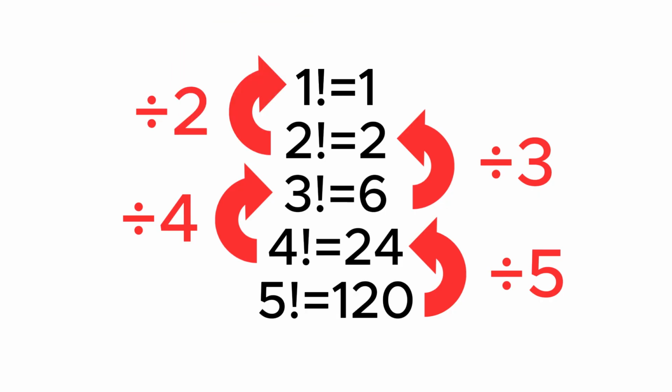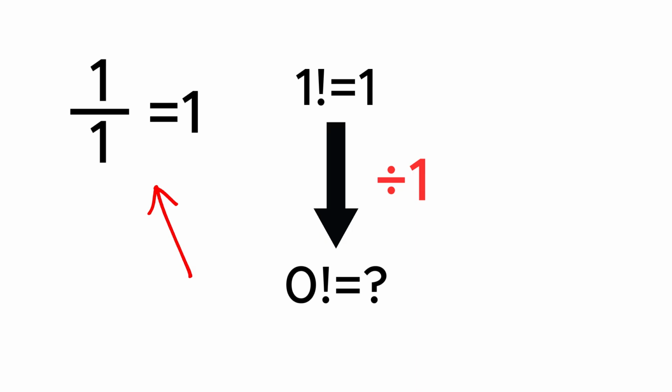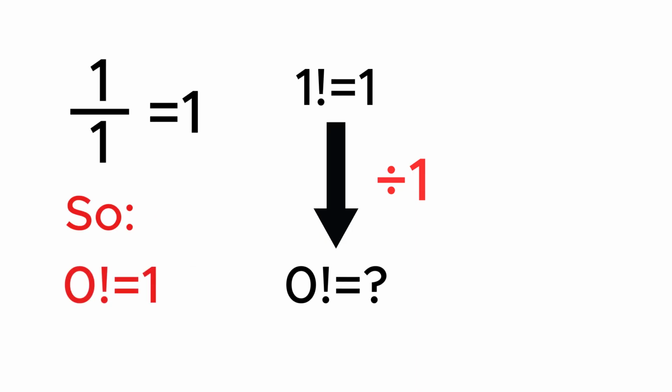So logically, to get from 1 factorial to 0 factorial, you'd have to divide by 1, and 1 divided by 1 gives you 1, so 0 factorial equals 1.